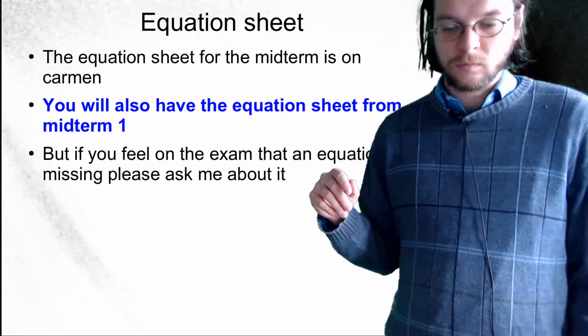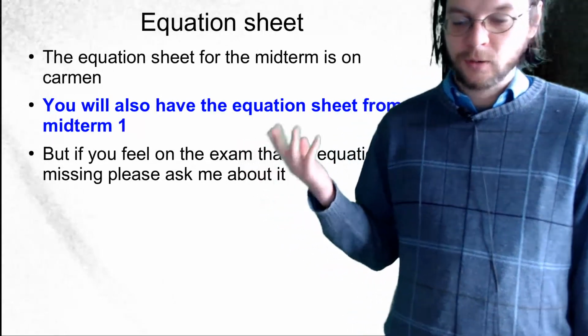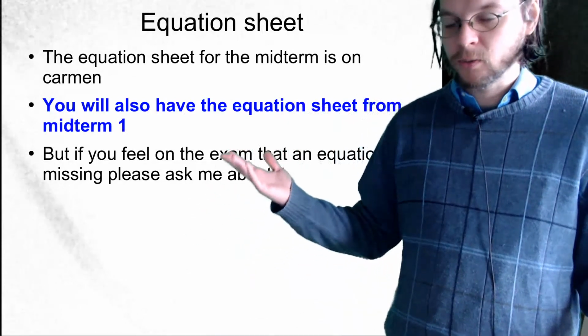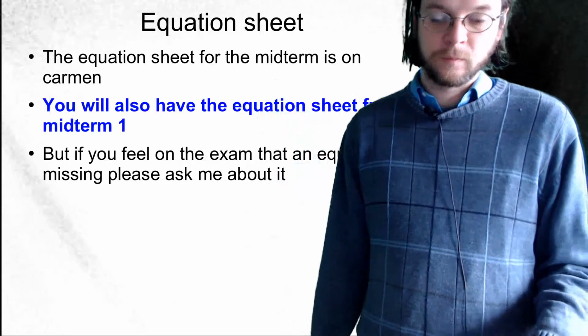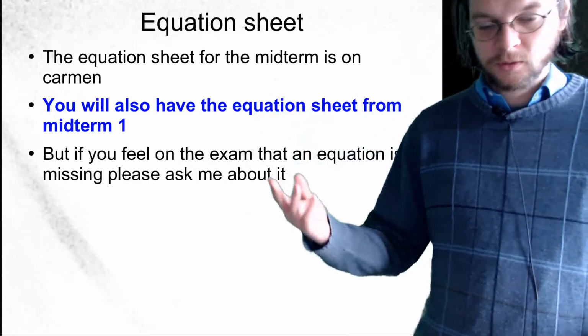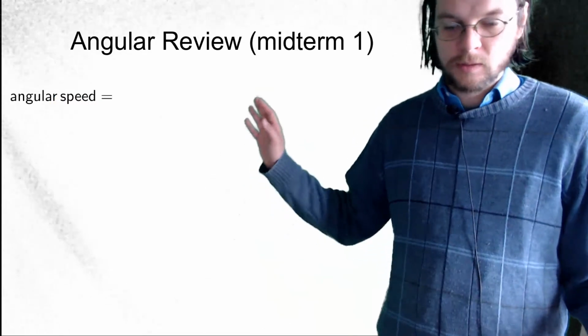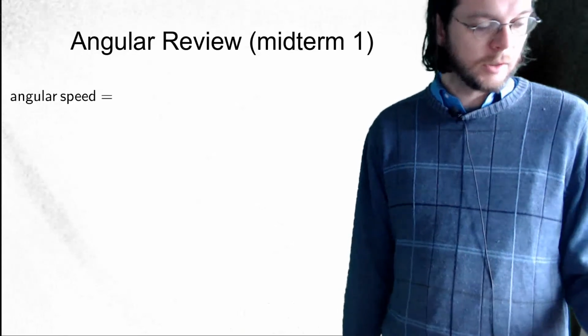I'll also include the equation sheet for midterm 1, so that'll be linked to the exam. You could already look at the equation sheet for midterm 1 because it's open book and open notes, but that's also going to be available to you. Just as a bit of review, this is the slide that goes over angular speed, angular momentum, stuff like that.